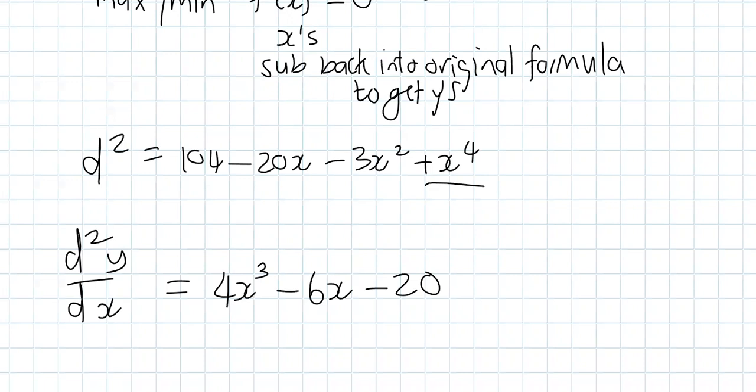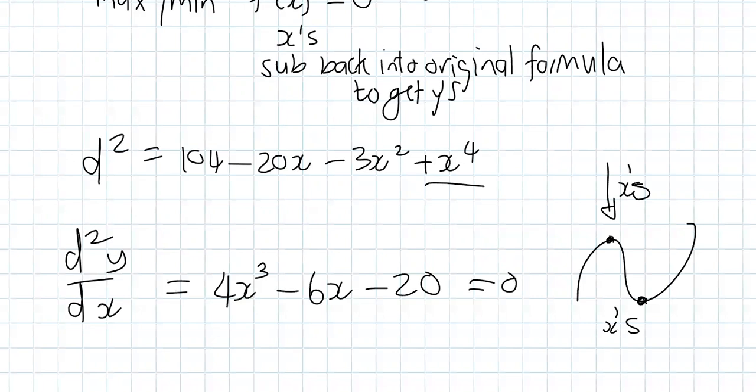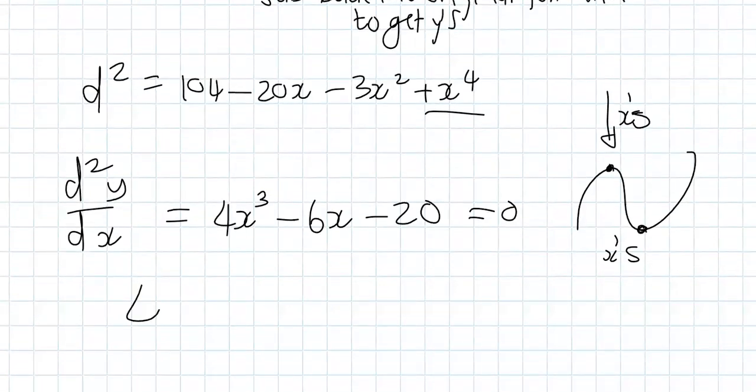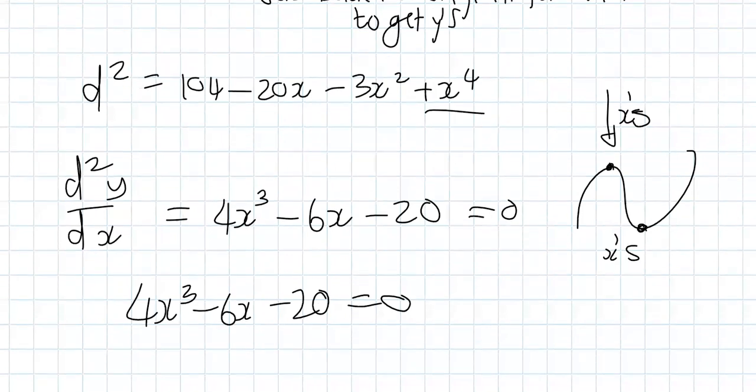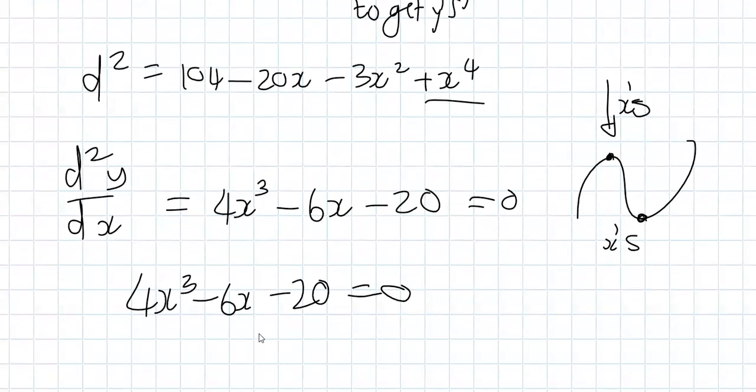And we know that for maximum and minimum, if we want to find the x's at the max and the minimum points on a graph, then we let this equal to 0. Okay. So 4x cubed minus 6x minus 20 equal to 0. This is a cubic graph, so we have to get the first factor using the calculator.